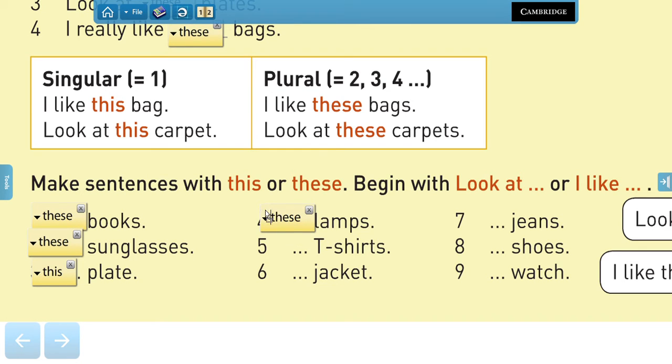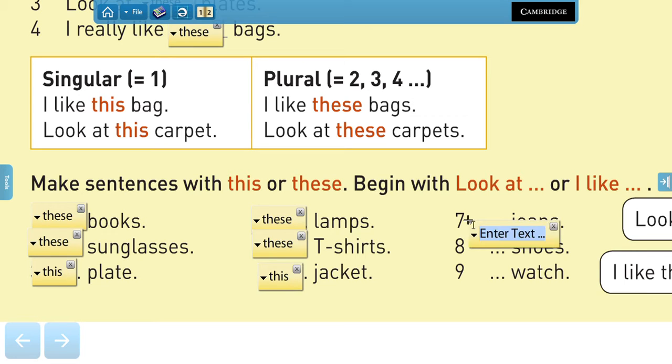Number four. These t-shirts, right? These t-shirts. This jacket. This jacket. These jeans, plural. These jeans. These shoes. And this watch. Very good. Now, you can also make whole sentences.